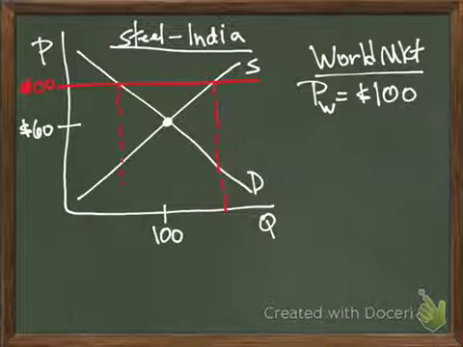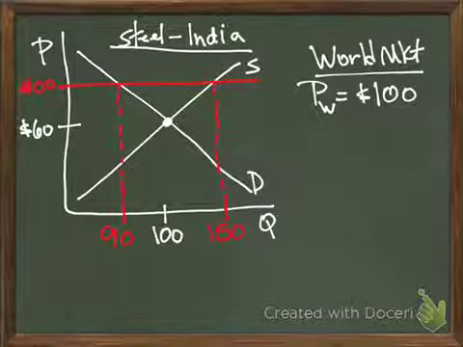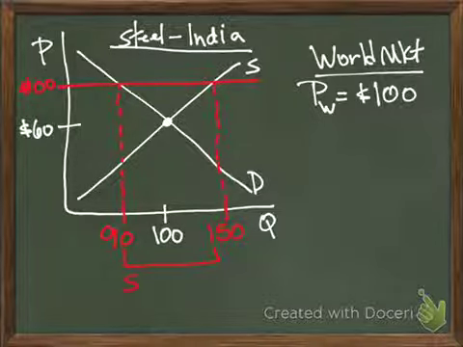Let's take a look here at what happens to quantity supplied and quantity demanded in the domestic market. They're no longer in balance. They're no longer in equilibrium. At this higher price, firms might be willing and able to produce 150 tons per week, but our consumers only want to purchase 90 tons per week. So here we have excess quantity supplied or a surplus.